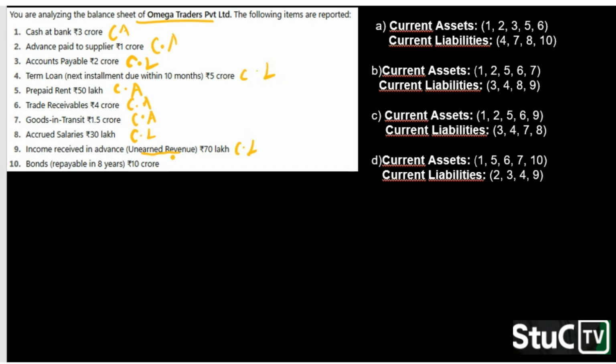Bonds repayable in 8 years are long term liabilities, neither current assets nor current liabilities. Okay, this is long term liabilities. Now let's look at the options.